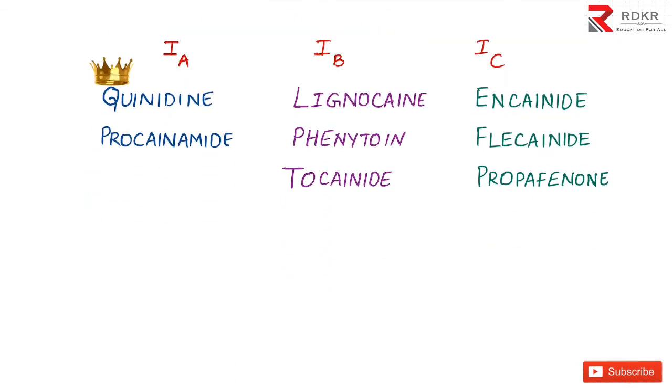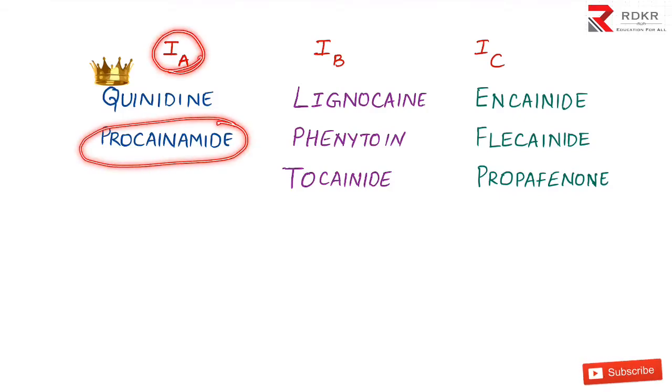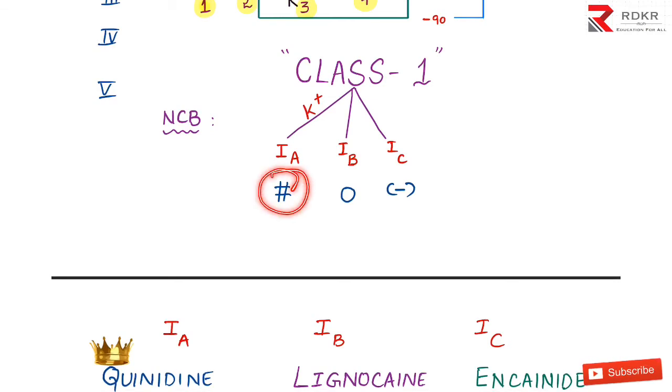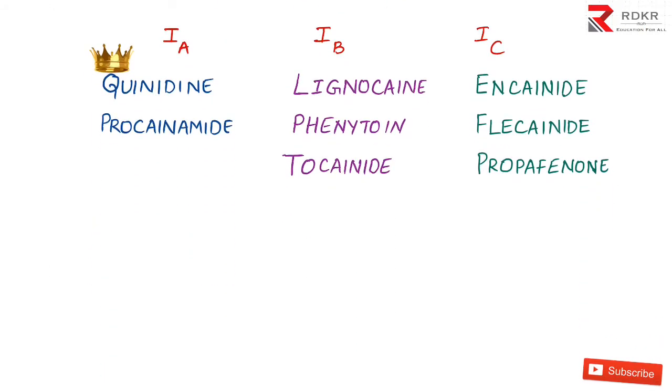And there may be another MCQ like which of the following has both the property of blocking the sodium as well as the potassium. Your options will be lignocaine, phenytoin, tocainide and procainamide. So what is your answer? Procainamide is the answer, because you know the 1A has property of blocking both the sodium as well as the potassium. So these type of MCQs will be asked here.